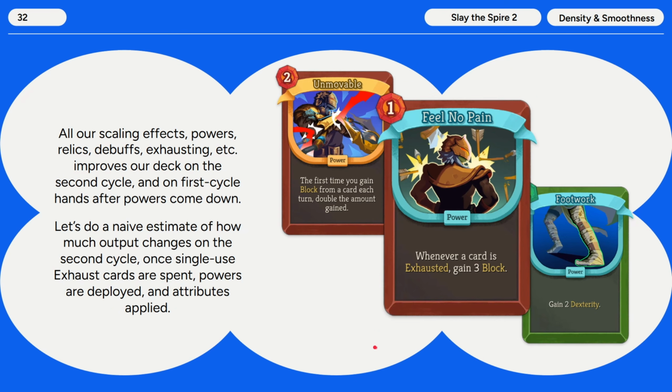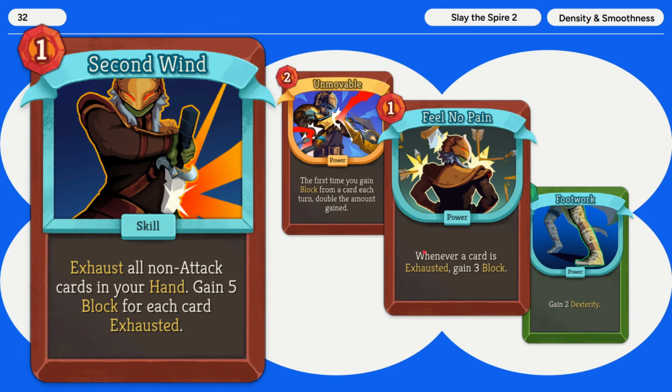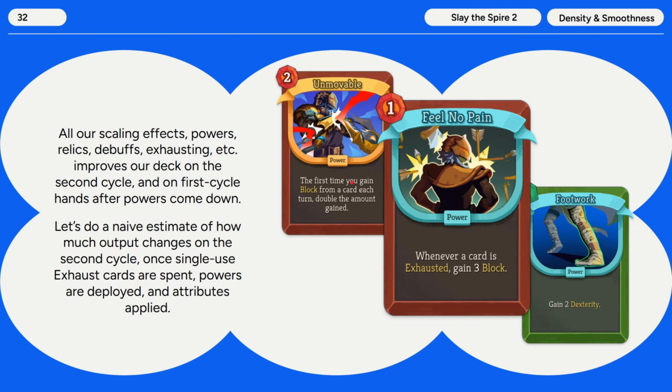Add in any decks to that, add in unmovable to that, and all of a sudden you're looking at something like 22 or 23 block from one common. You could go even bigger on the Ironclad these days. You can do Second Wind. Second Wind triggers Feel No Pain each time, and it triggers all of its exhaust from the unmovable as well. So you could Second Wind 3 cards and get 39 block out of it, right?